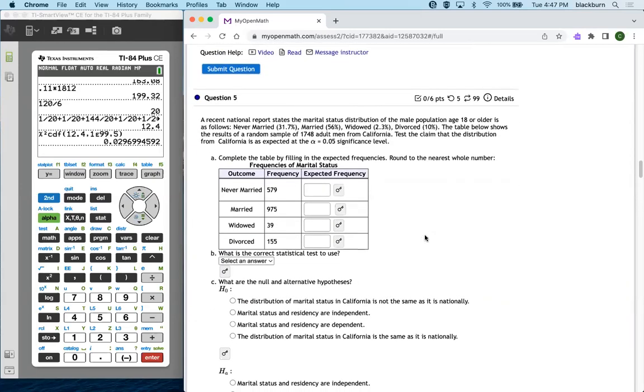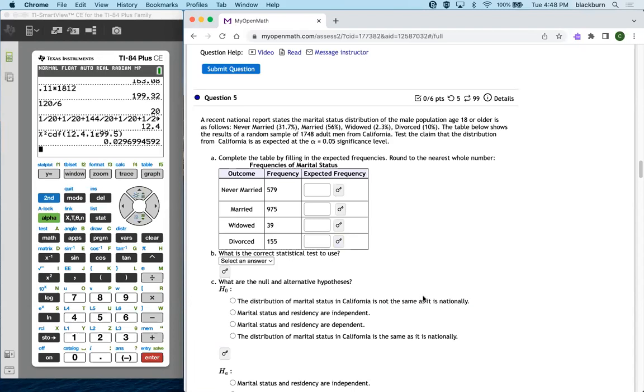So number 5. A recent national report states the marital status distribution of the male population age 18 or older is as follows. Never married 31.7%, married 56%, widowed 2.3%, divorced 10%. The table below shows the results of a random sample of 1,748 adult men from California. Test the claim that the distribution from California is as expected at the 5% significance level.